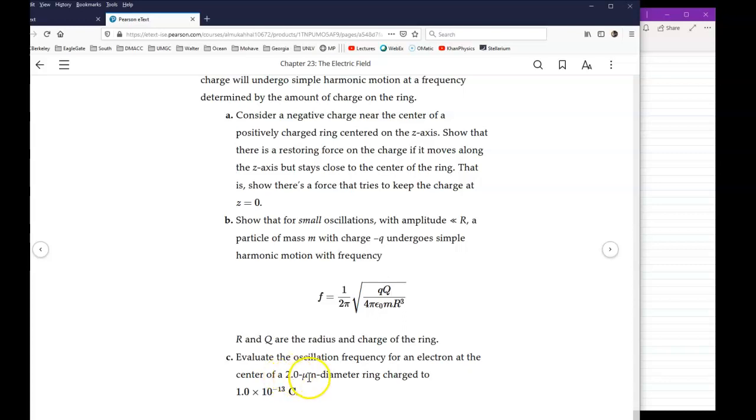2 times 10 to the negative 6 meter. That will be the diameter, divided by 2 to get the radius, a big R. And the charge on the ring, the big Q here, of course, is 10 to the negative 13 Coulomb. And of course, the small q here would be the fundamental charge of the electron, 1.602 times 10 to the negative 19 Coulomb. Just plug it in, you get that frequency. Got it? Okay. All right.